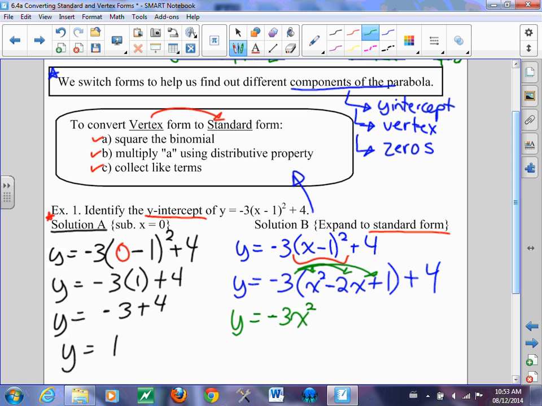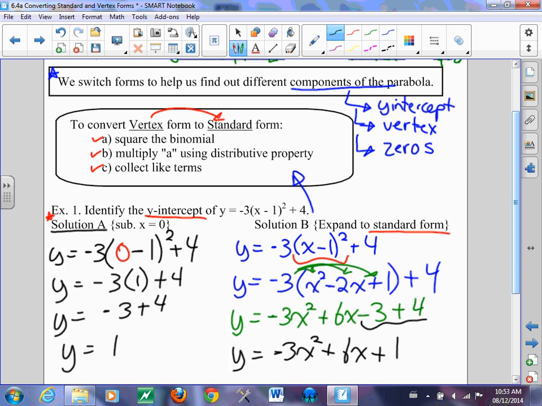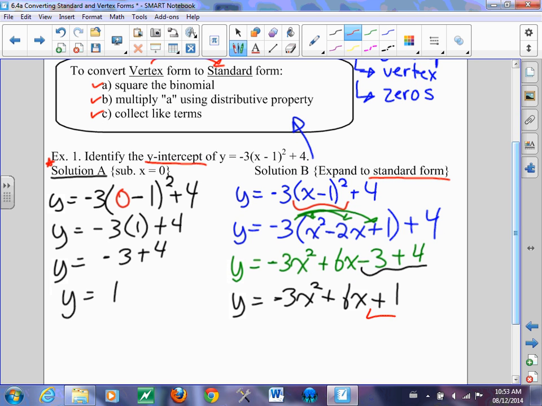Okay, careful here. Negative times a negative becomes a positive 6x there. You've got to switch the signs. And don't forget your plus 4 at the end. And the last step, ladies and gentlemen, is to collect like terms. So y equals -3x squared plus 6x plus 1. So folks, remember that you take a look at your c value, and that tells you your y-intercept. So y-intercept equals c, which equals 1.